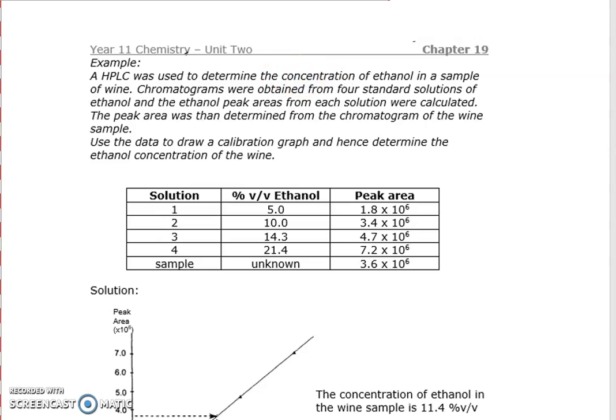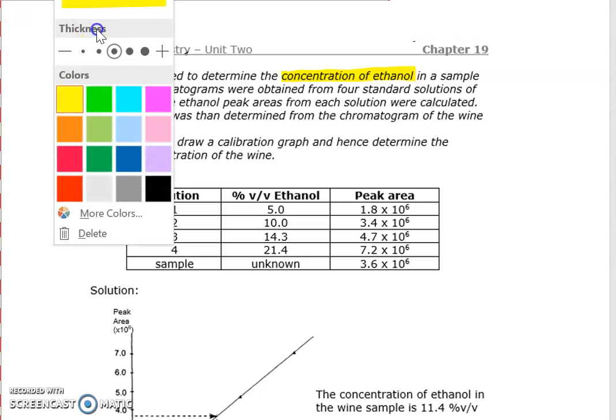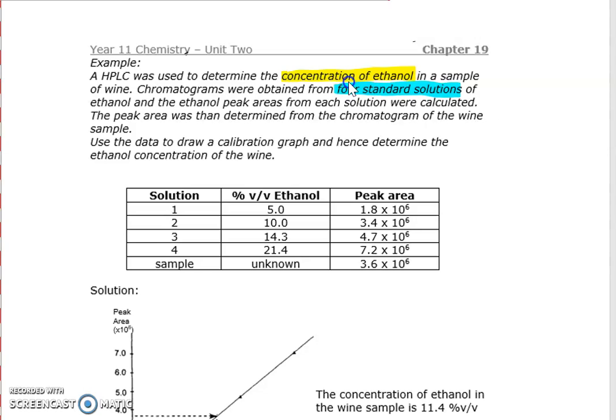Okay, so chromatograms were obtained from 4 standard solutions of ethanol, and the ethanol peak areas from each solution was calculated. The peak area was then determined from the chromatogram of the wine sample. Use the data to draw a calibration graph and hence determine the ethanol concentration of the wine.